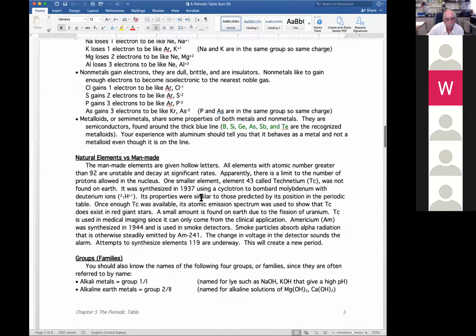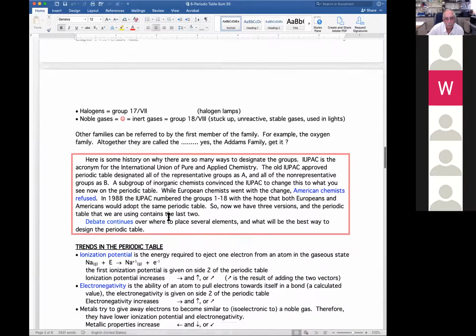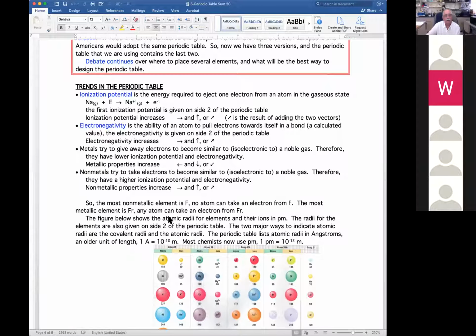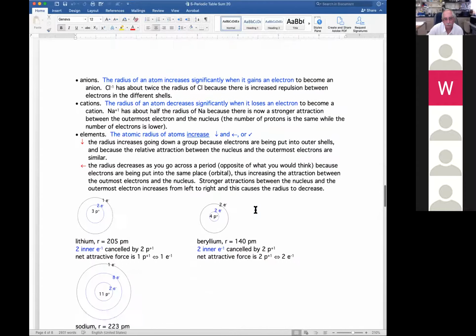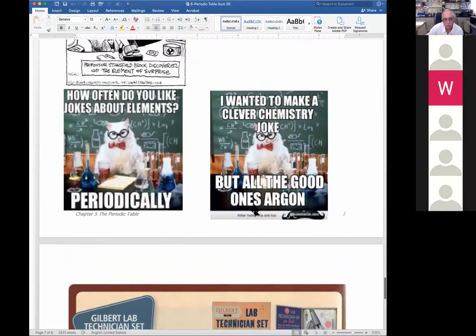So let's see. These are the groups that you need to know the names of. Then you notice in Unit 3, we're using electronegativity. So electronegativity is an important thing for you to understand and be able to use. It's the ability of an atom to pull electrons towards itself in a bond. So let's see. And that's about it.